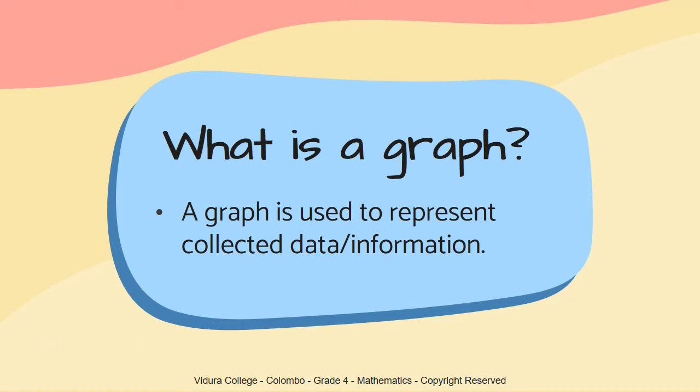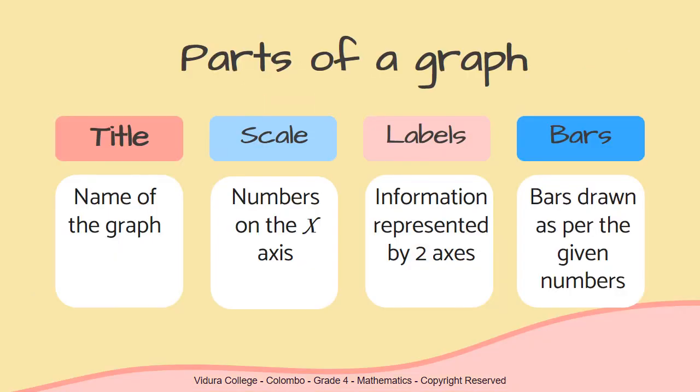What is a graph, children? A graph is used to represent collected data or information. There are 4 parts for a graph. We'll learn what are they. First one, title. It means name of the graph. Second one, scale. That means numbers on the x-axis. Third one, labels. That means information represented by 2 axes. Last one, bars. That is bars drawn as per the given numbers.